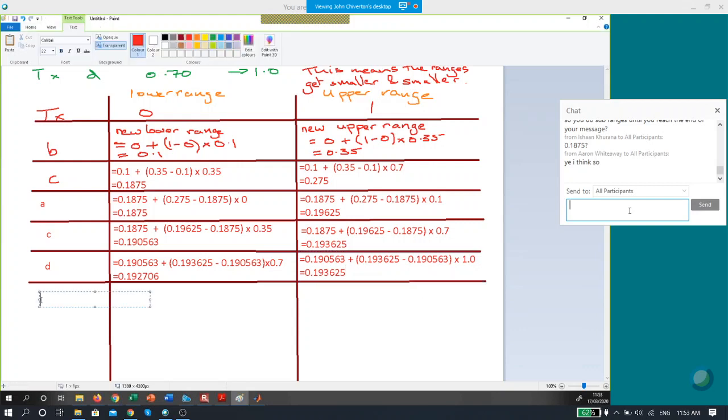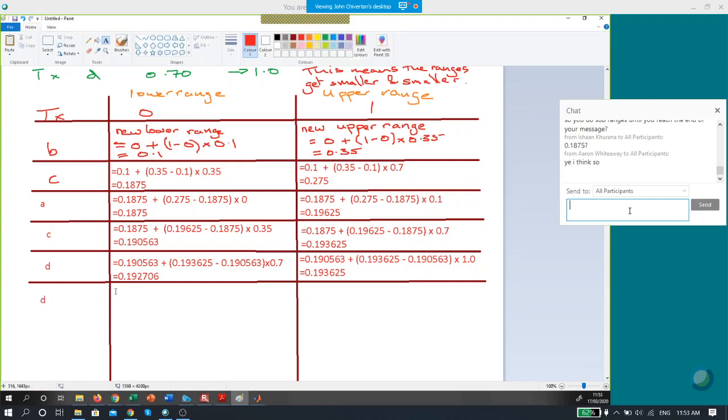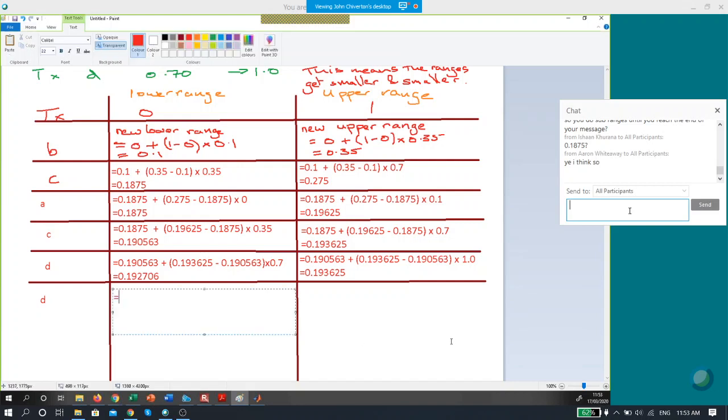Okay, the last one is a D there. So do the same thing. So this one is 0.192706 plus, and then those two subtracted. So 0.193625 minus 0.192706 times 0.7, which is 0.193949.